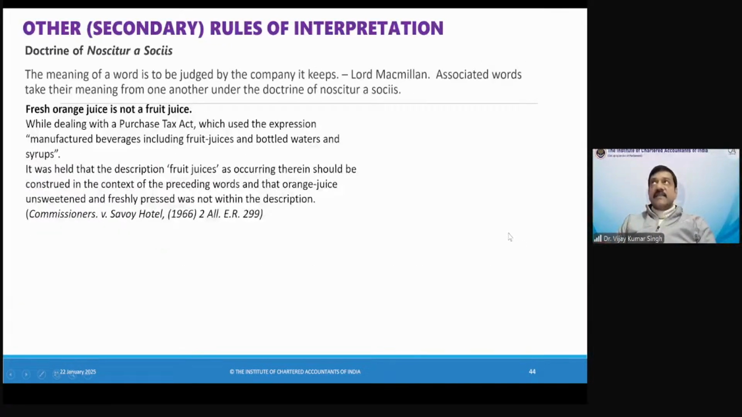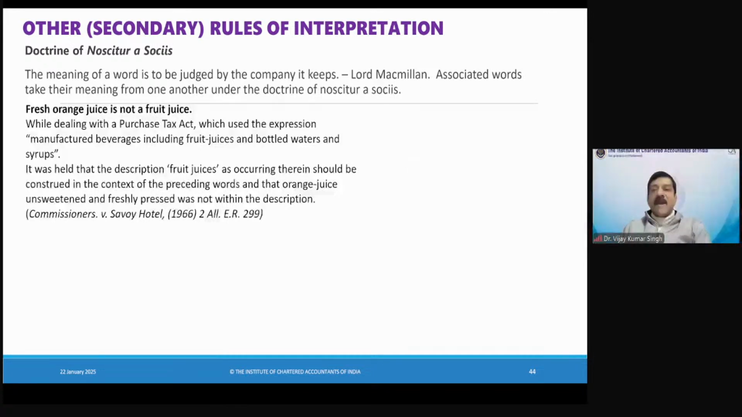Other than this, there are other secondary rules of interpretation also. One of the secondary rules of interpretation is the doctrine of Noscitur a sociis. The meaning of a word is to be judged by the company it keeps. Enumeration basically means listing. So that is called enumeration.